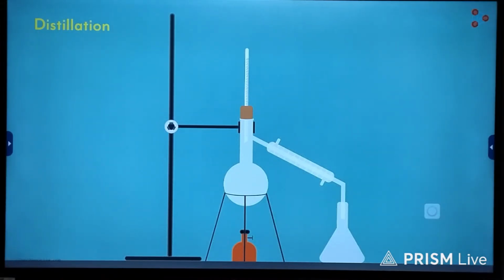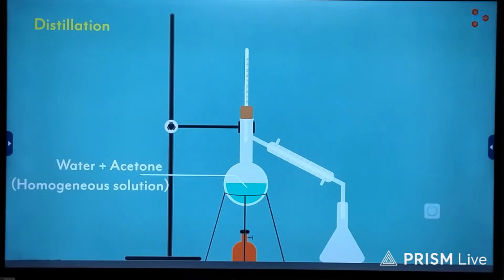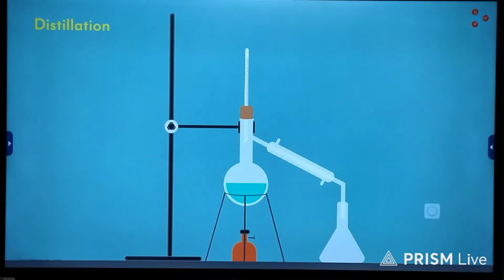How does this apparatus work? Assume we have a mixture of water and acetone. You can't see the two different layers of the liquids, can you? We cannot separate these two liquids as they have formed a homogeneous solution. They are miscible liquids. When this mixture is placed in the distillation flask and is heated, acetone vaporizes first.